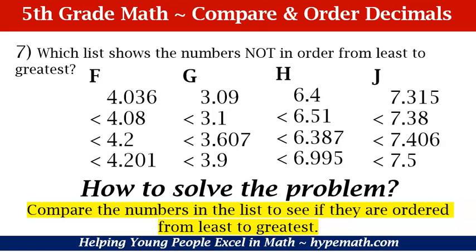In lining up our decimals, you will notice for each list, not all of the numbers are lined up the same, okay? Which is not important. What is important is that you line up the decimal point. If you try to line up the numbers to make them the same and not line up the decimal points, the values will look different than what they really are, okay? So let's look at F.